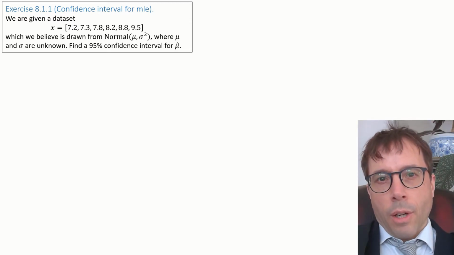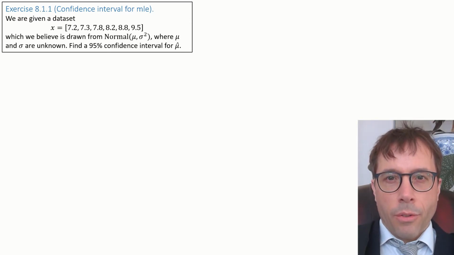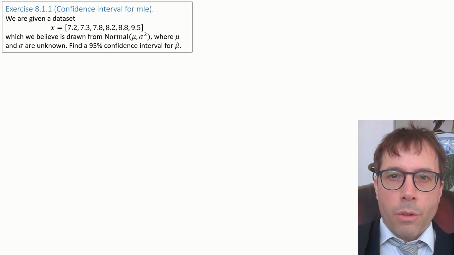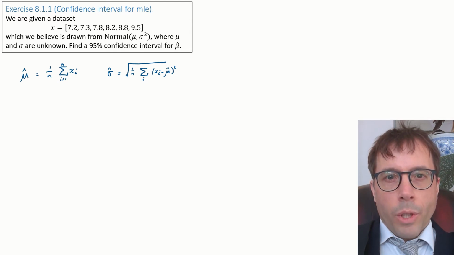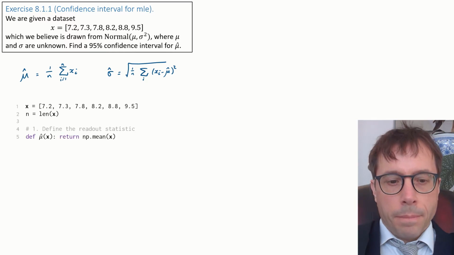We're given a dataset, and we believe that the values are drawn from normal of mu comma sigma squared, where both parameters are unknown. Find a 95% confidence interval for mu hat, the maximum likelihood estimator for mu. We better start by working out what the maximum likelihood estimates are. The answers should be familiar to you from the very first part of the course. Next, we just go through the 3 steps. It's exactly the same 3 steps every time.